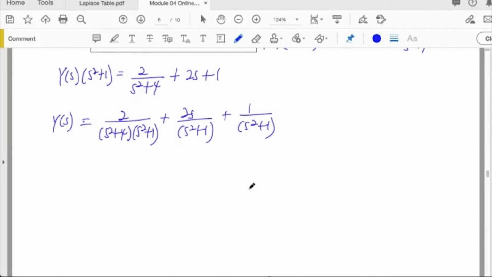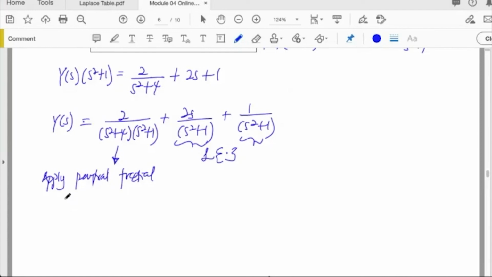Okay, so next we apply partial fractions. Okay, but before that, if you look at this part, and that part, these two parts we actually can apply direct Laplace transformations. Okay, so because of that, we don't need to apply partial fraction for this part. Okay, so we only apply partial fraction for that part.